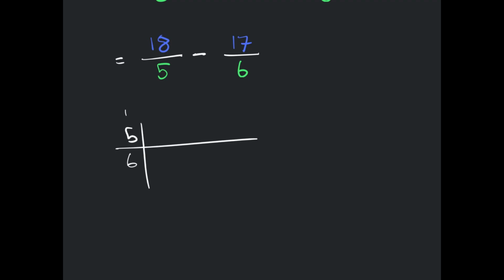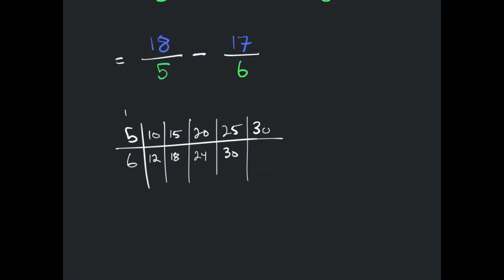So 5 times 1, 6 times 1, we know is 5 and 6. And then I'll go 5 times 2, 10, 5 times 3, 15, 5 times 4, 20, 5 times 5, 25. I usually tell them to go about 4 terms over and you should get it. And then 6 times 2 gets us 12, times 3 gets us 18, 6 times 4, 24, 6 times 5, 30. We still don't have it for the 5, so we go 5 times 6 gets us 30.